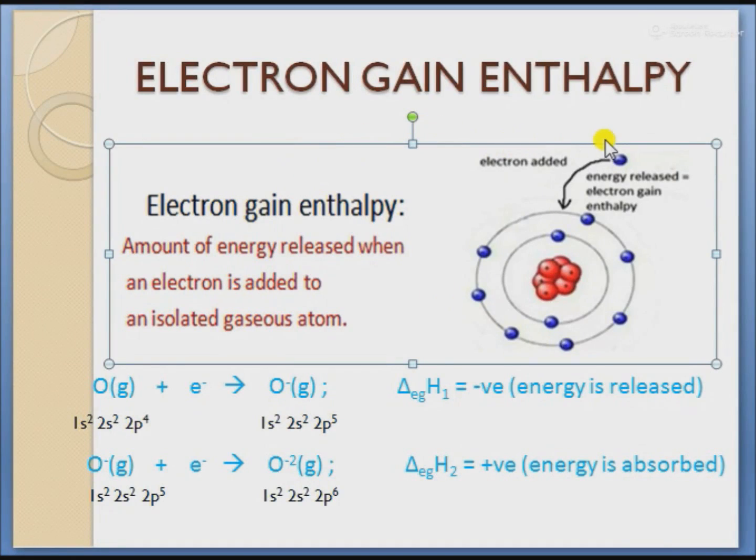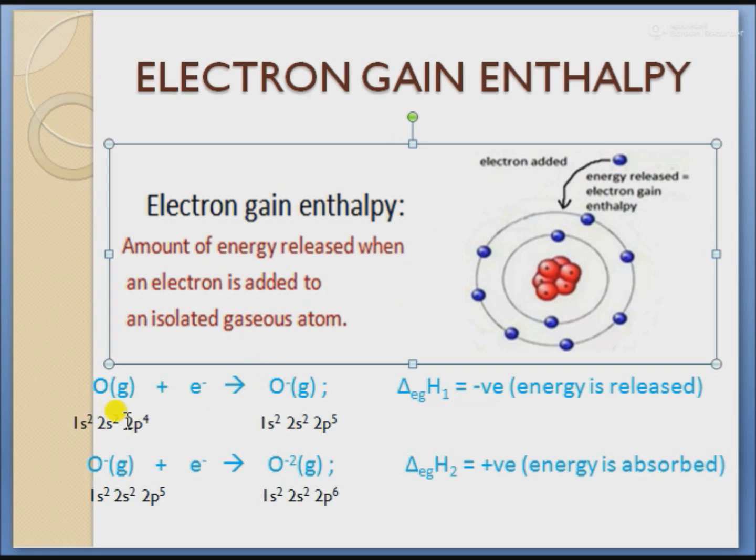Electron gain enthalpy. What is electron gain enthalpy? It is the amount of energy released when an electron is added to an isolated gaseous atom. Here it is the isolated gaseous atom. When we add this electron to the outermost shell, some energy is released. This energy is called electron gain enthalpy.